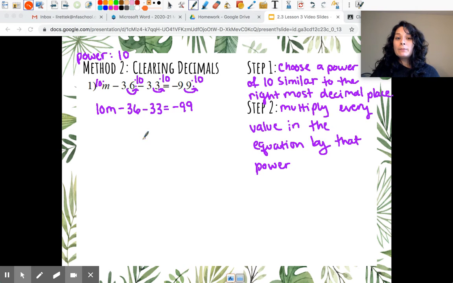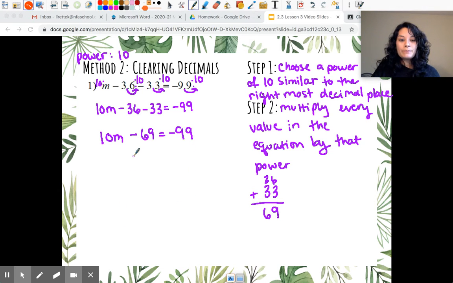I'm going to combine my constants together again, just like last time. I've got some like terms. So the 10n comes down. Negative 36 plus negative 33. So 36 plus 33, you should get 9 and 6, so I get 69, but it's a negative. Remember, you're matching these signs. This equals negative 99, and now it's a two-step.